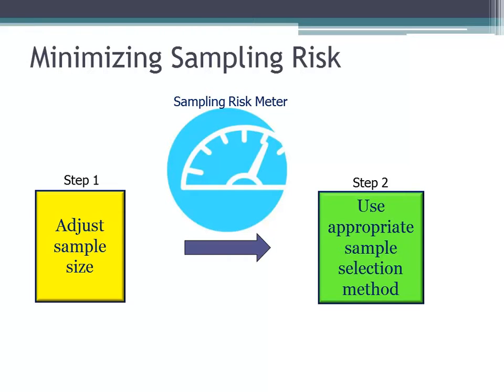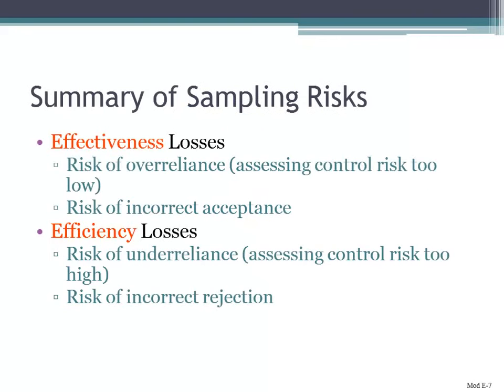In order to minimize the sampling risk, obviously you can adjust your sample size. If you think about risk, the more information you know, that should reduce your risk. So the more items you look at, if you plan your sample approach appropriately and effectively, that should also help to reduce and minimize your risk. And use the appropriate sample selection method. Statistical sampling is going to minimize your risk versus non-statistical sampling. So that's how you minimize: adjust your sample size and use the appropriate sample selection method.